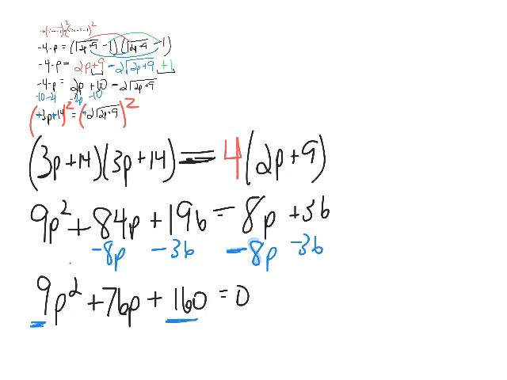So you do a 9 times a 160. So 9 times 160, if I remember correctly, is 1440. And then we want two numbers that multiply to get 1440 and add to get 76. Those two numbers are going to be 40 and 36. Again, on the test, it'll be nicer numbers.